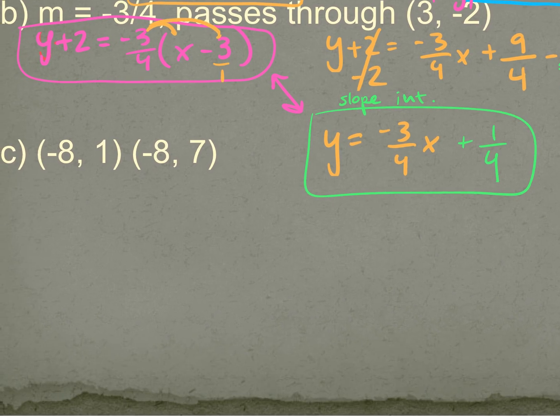Let's look at C. For C, what do you think would be easier, point slope form or slope-intercept form? What are we given? Are we given the slope? No. So we have to find the slope first. Then once we find the slope, it might be easier to use point slope form because we'll have a point and the slope. So let's find the slope.